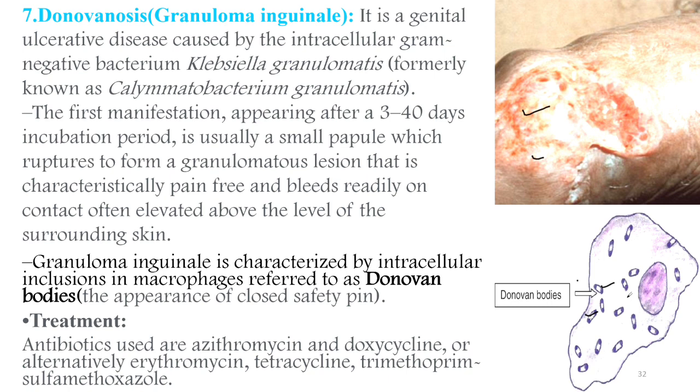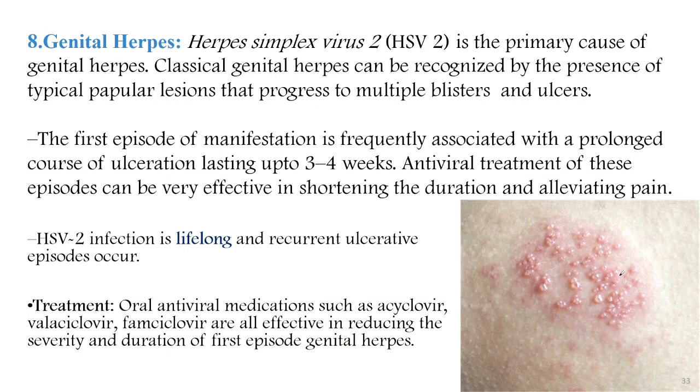Appearance of closed safety pin, or safety pin appearance, is seen in Donovan bodies. In this picture, you can see the ulceration over the glans penis, and this is the picture of Donovan bodies, and this is the safety pin appearance. Now come to the next disease, that is genital herpes.